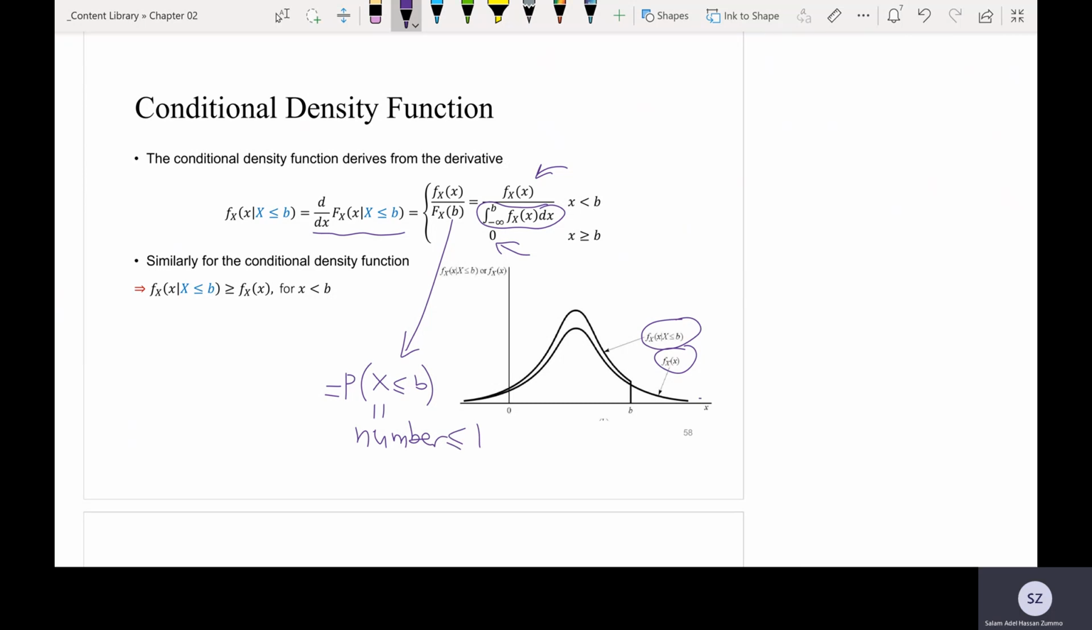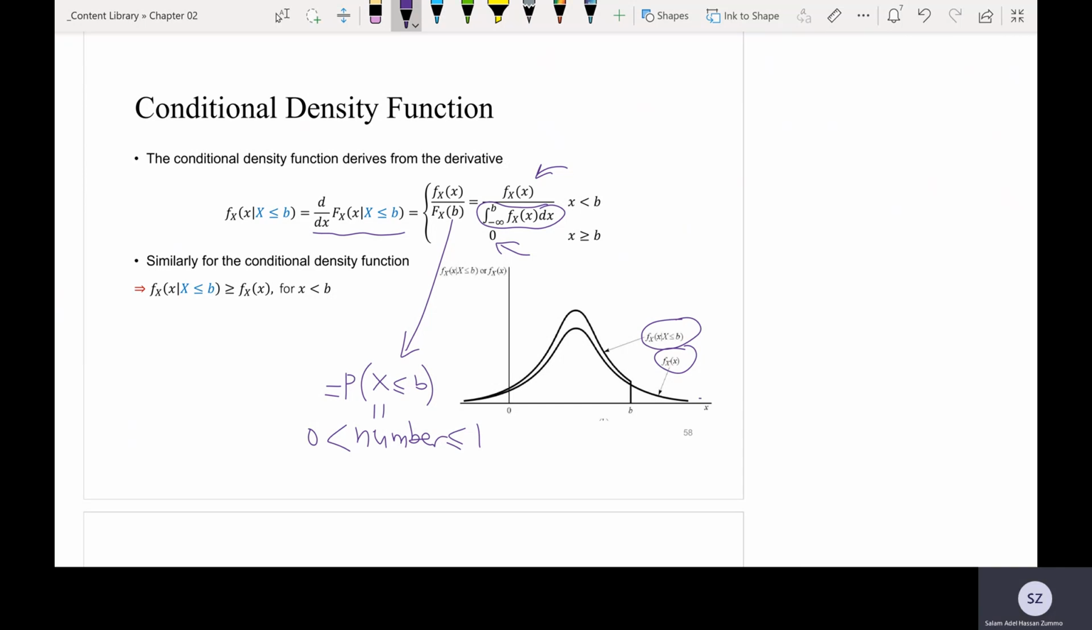Number less than or equal to 1 and larger than or equal to 0. Can it be equal to 0? Why? Because if it is equal to 0, the whole problem collapses. It doesn't make sense. It means that this is not a possible event. So how do you condition on an impossible event?